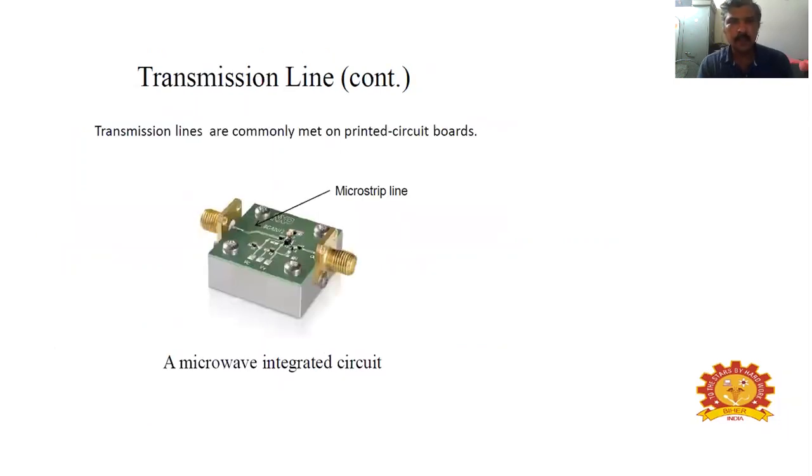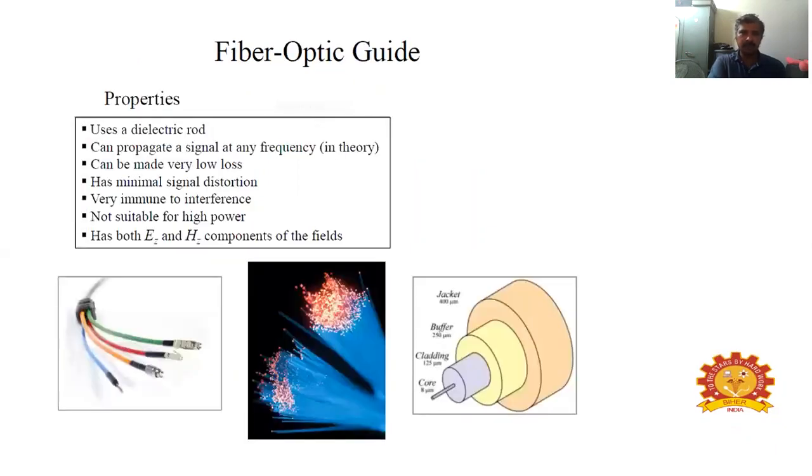And now, as transmission lines are more commonly met on printed circuit boards, here is an example of a microwave integrated circuit where a microstrip line has been used as the transmission line. It has been clearly and very legibly marked on the printed circuit board. This microstrip line has been used as the transmission line, and you can see the diagrams very well. Most transmission lines can be met on printed circuit boards.